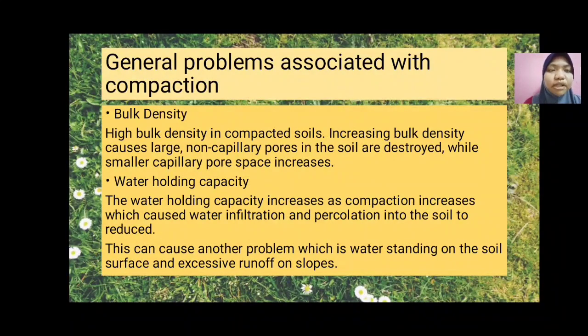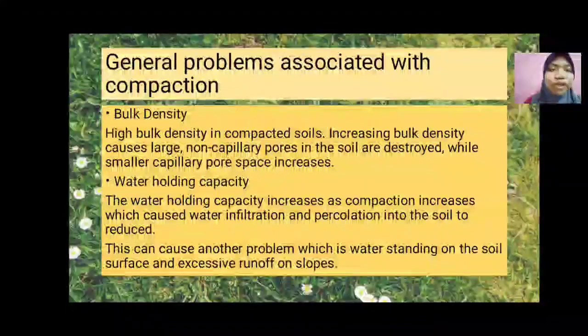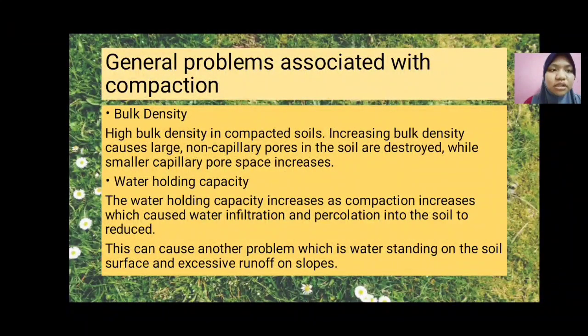For the water holding capacity, it will increase as the compaction increases, and this will cause water infiltration and percolation into the soil to reduce. When the water infiltration and percolation into the soil is reduced, it will cause another problem, which is water standing on the soil surface and also excessive runoff on the slope.